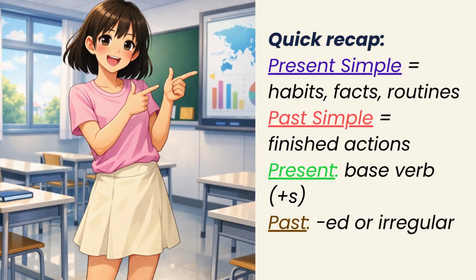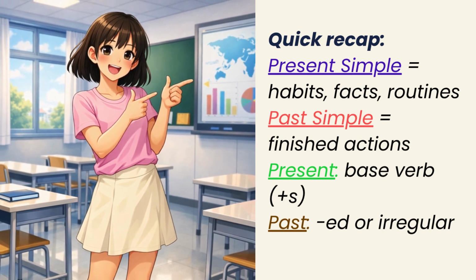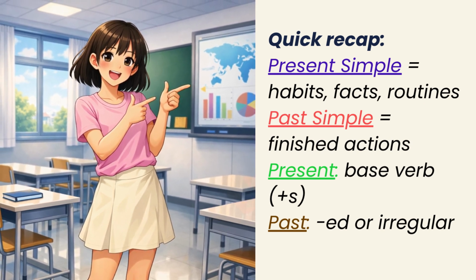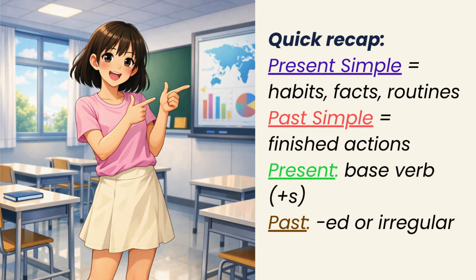Now for a quick recap. Present simple is for habits, facts, and routines. Past simple is for actions that are finished. Present uses the base verb with s for he, she, it. Past uses ed or irregular forms.